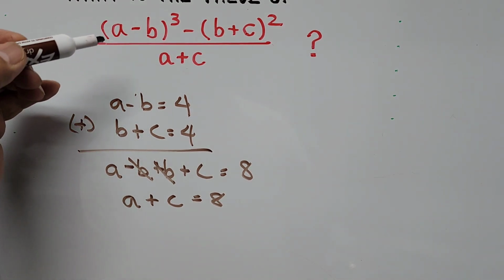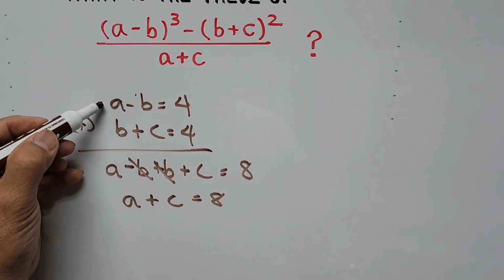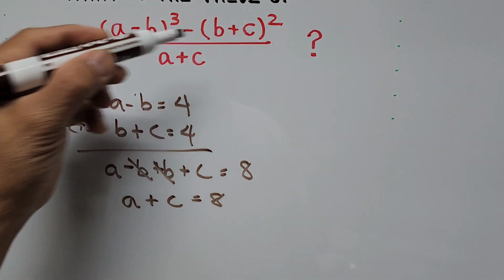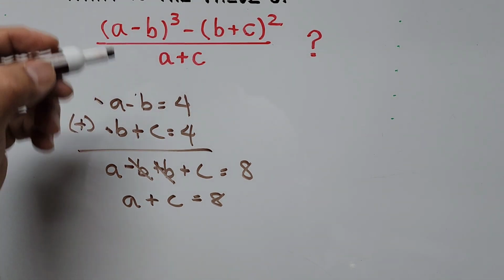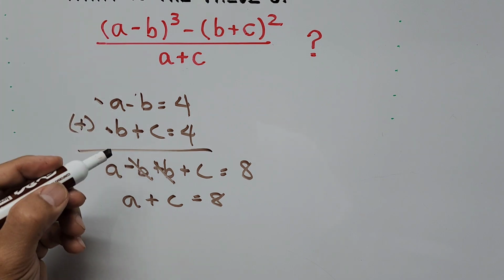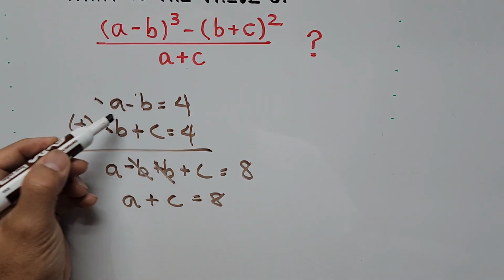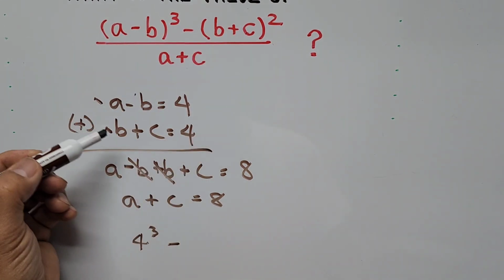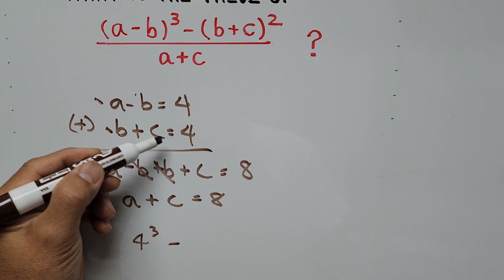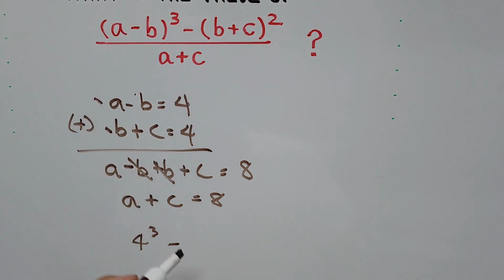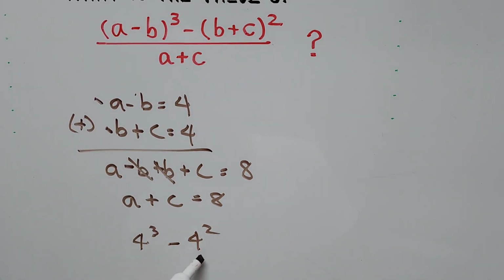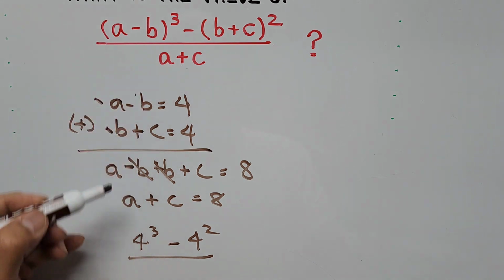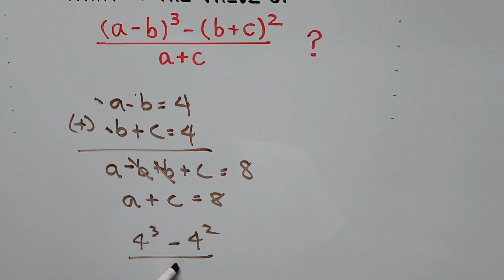And here we have a minus b, which is 4, and b plus c is 4. So we substitute. So (a minus b) cubed is 4 cubed. So that is 4 cubed minus (b plus c) squared, where b plus c is 4. So that is 4 squared, divided by a plus c, where a plus c is 8.